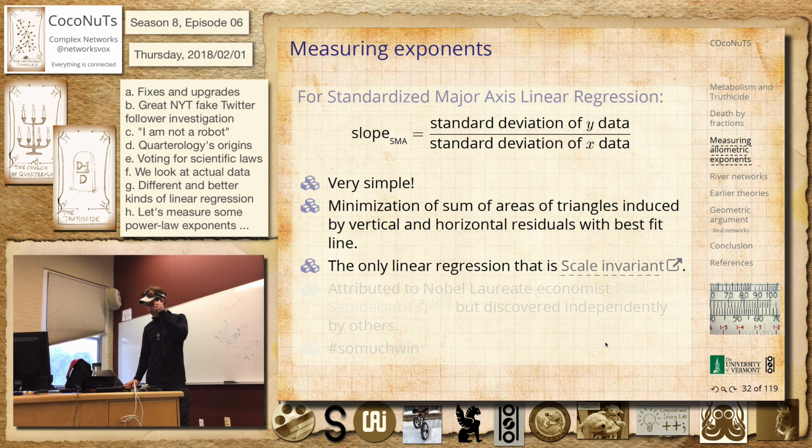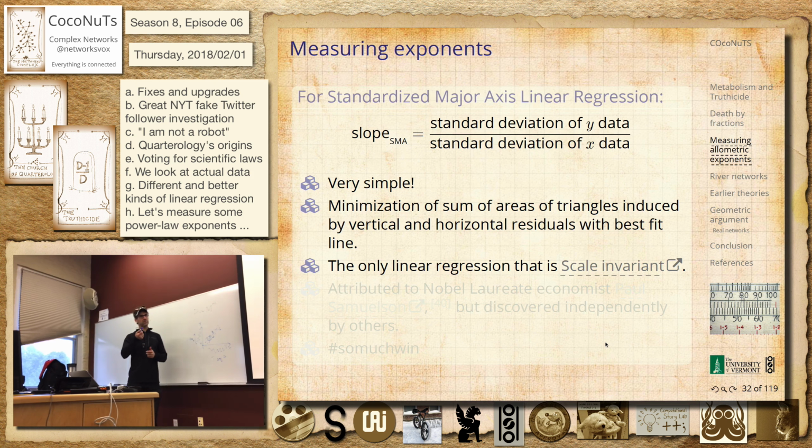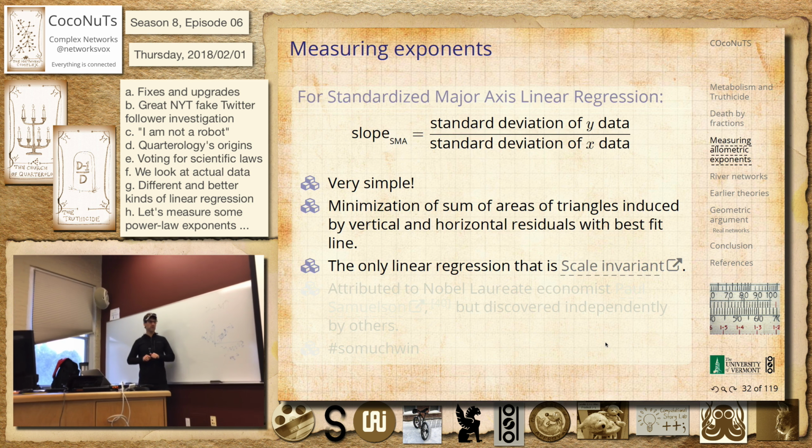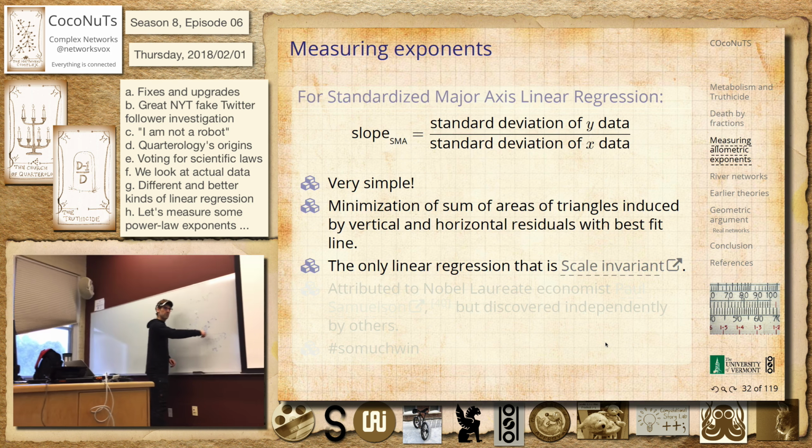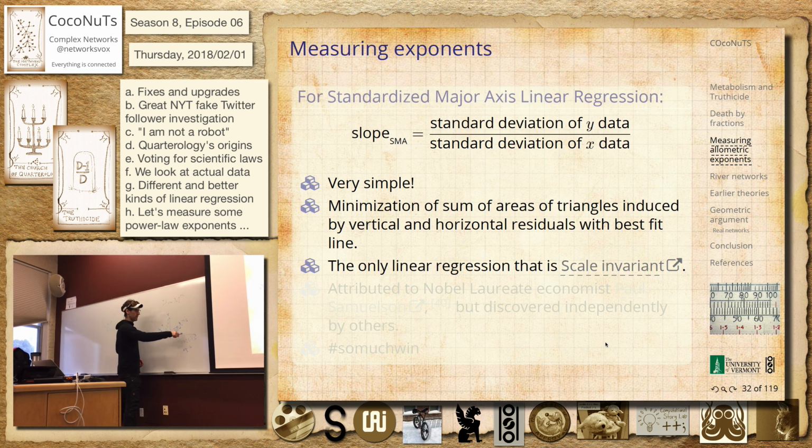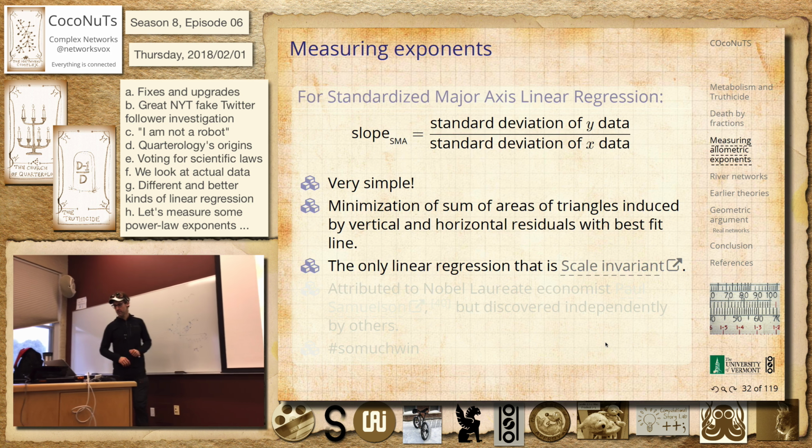It's the only linear regression that's scale invariant, and that seems unbelievably important, right? And that's weird, right? So that's what Samuelson was thinking about. It says this slope shouldn't matter what the units are, and apparently it does.